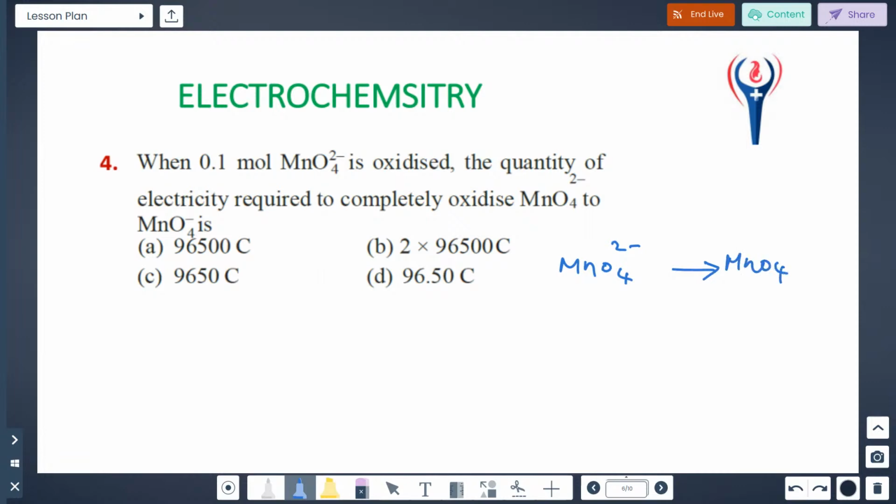MnO4 minus, plus you can write, if you want to balance the equation. Here 2 minus is there, everything else is the same. Here you put 1 electron, that's all. Balanced. Now it's a balanced equation.